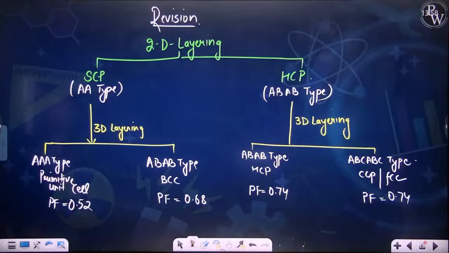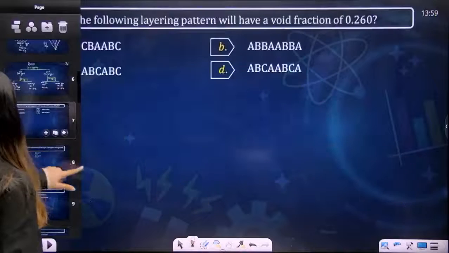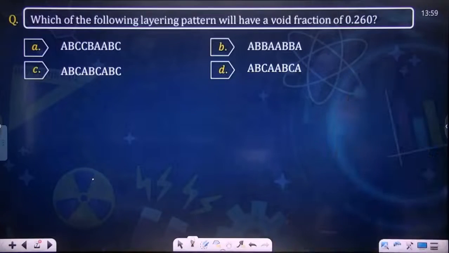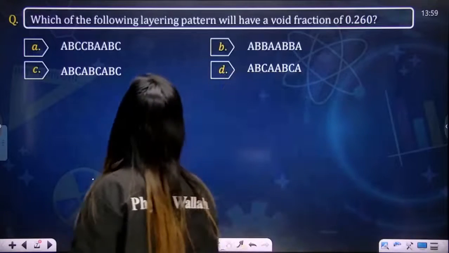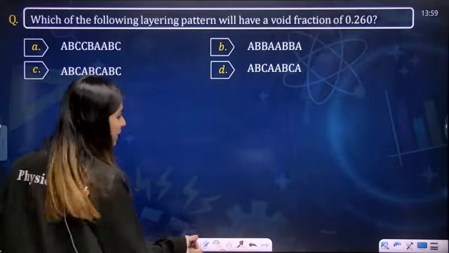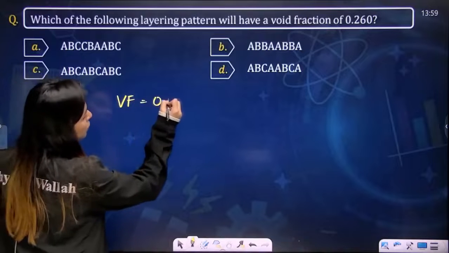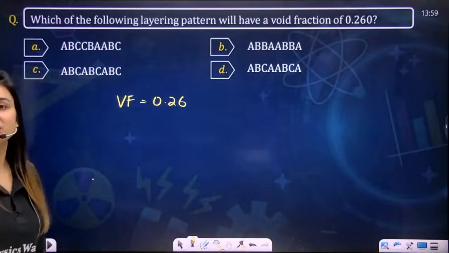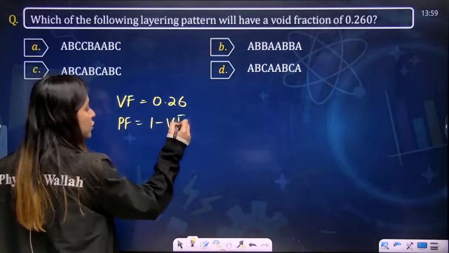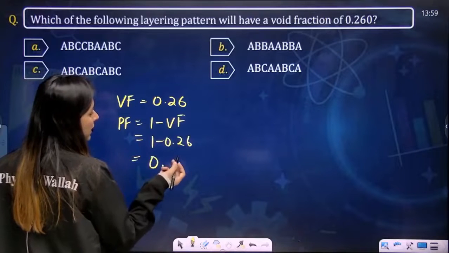I hope you've written it. Now let's try to solve the questions. The first question is on your screen and you have to try to solve this question. The question says, which of the following layering patterns will have a void fraction of 0.26? Now, my dear students, if the void fraction is 0.26, can I say that the packing fraction would be 1 minus the void fraction? So this would be 1 minus 0.26.